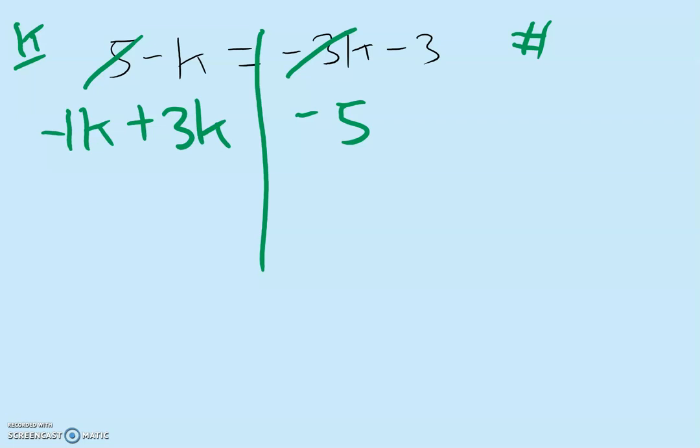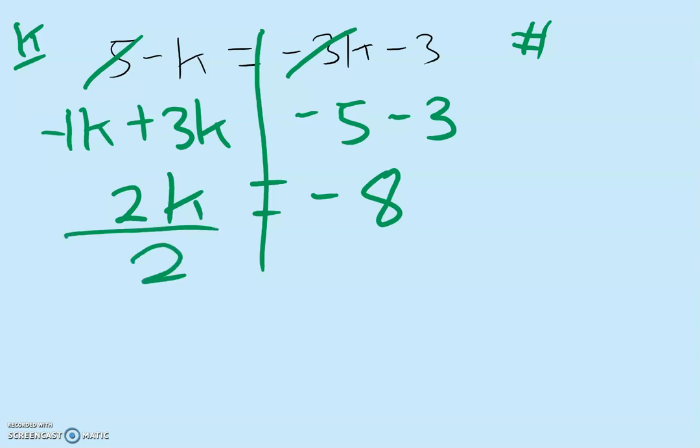And lastly, we have this -3, which is a number by itself, so that term can stay right here. Now combining each side, -1 plus 3 is 2. Okay? And -5 minus 3 is -8. All we need to do now is divide by the coefficient, which is 2, on both sides.